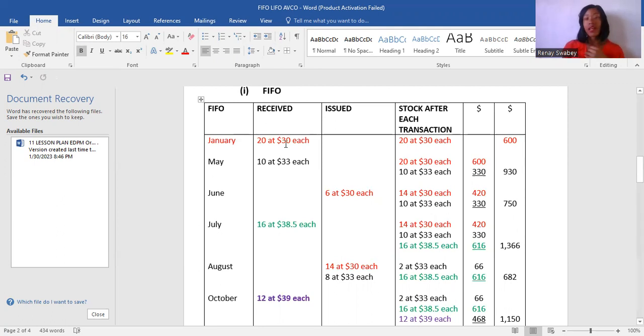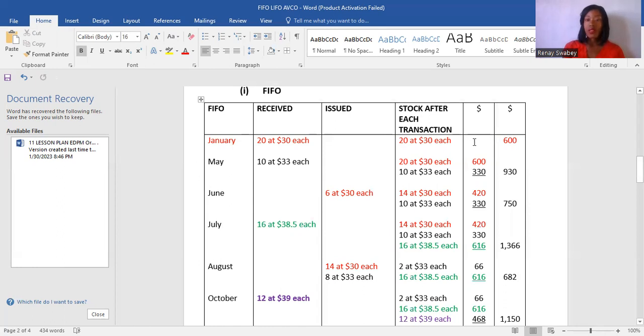But here we see that because none was sold in January, you rewrite the entire amount that you would have at the start of January here. What's happening here is a calculation. In this column, it's a calculation. So we say 20 times $30, 20 items times $30 equals 600.